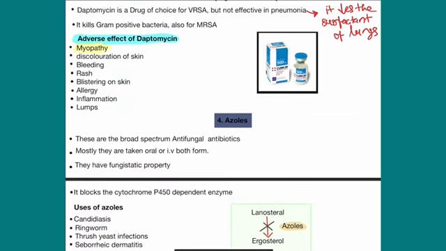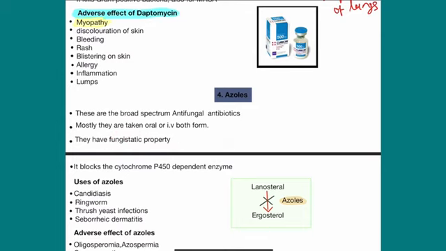Azoles are the broad spectrum antifungal drugs. Azoles are also antifungal drugs. We already discussed fluconazole. Here I will discuss all the others. Mostly they are taken in both forms, oral as well as IV. They have fungistatic property, means they do not kill the fungus, they stop the growth of the fungus.